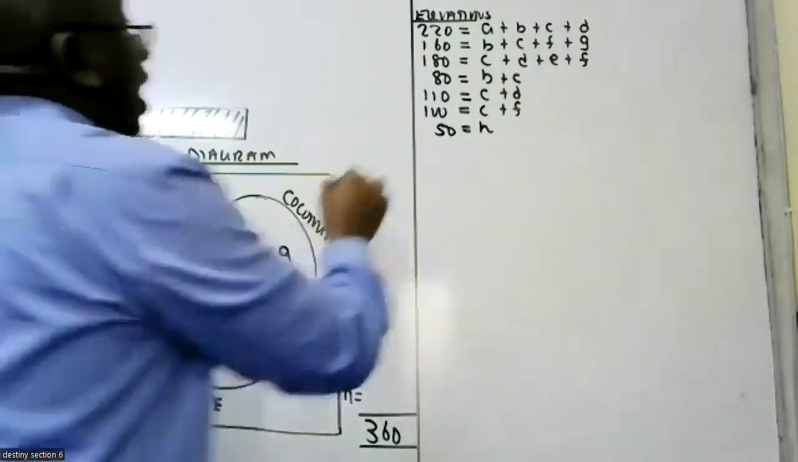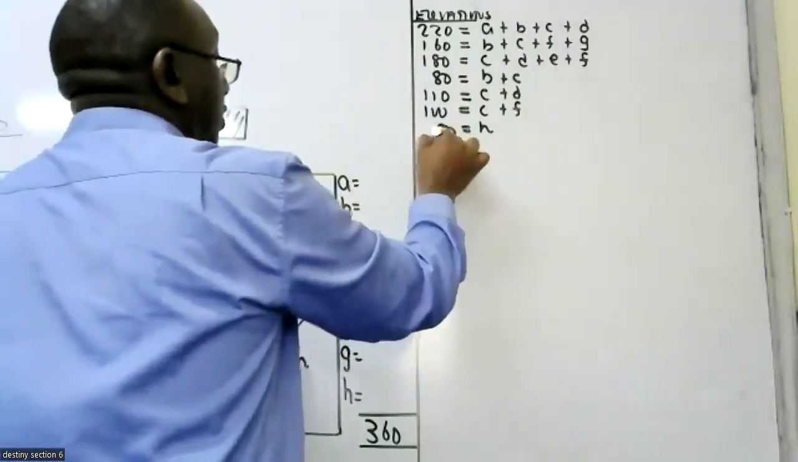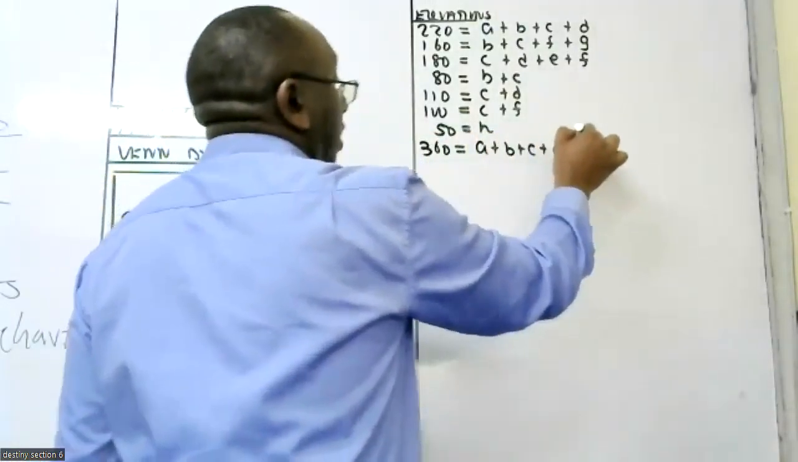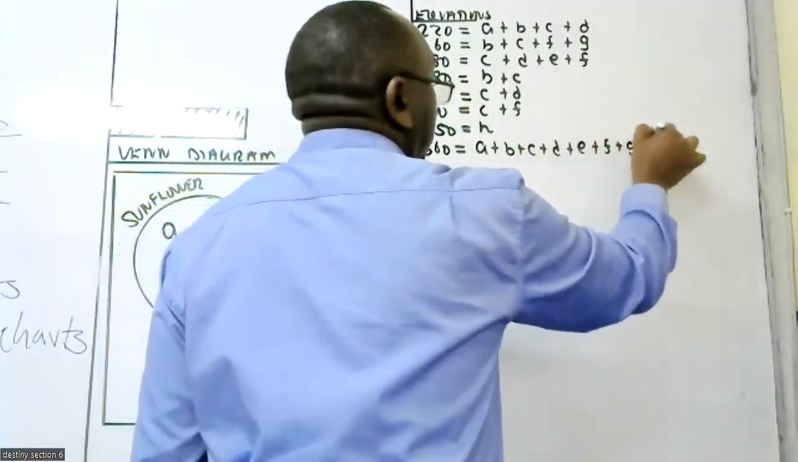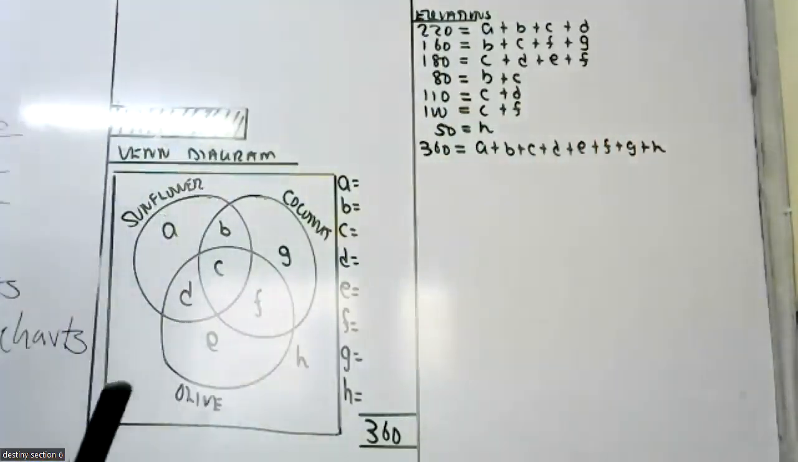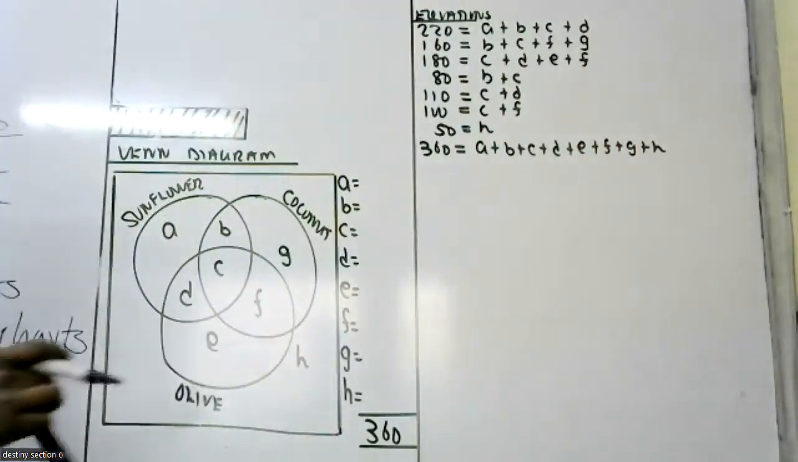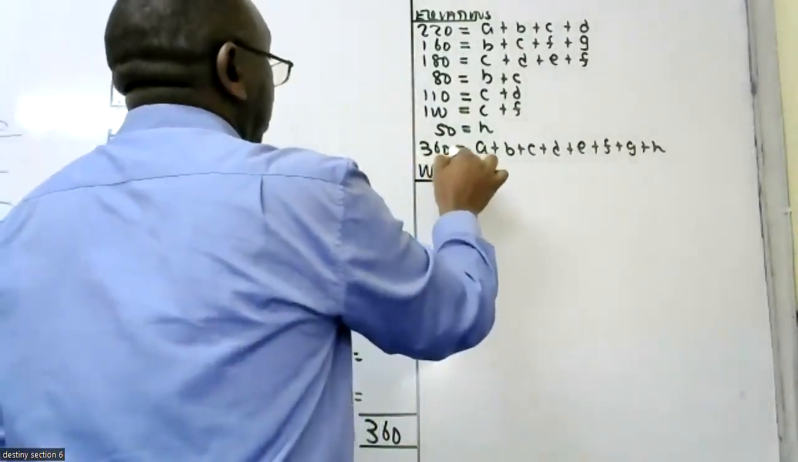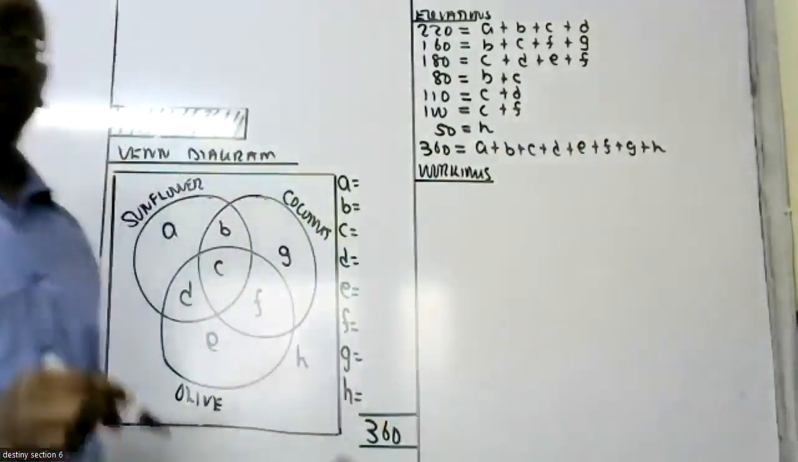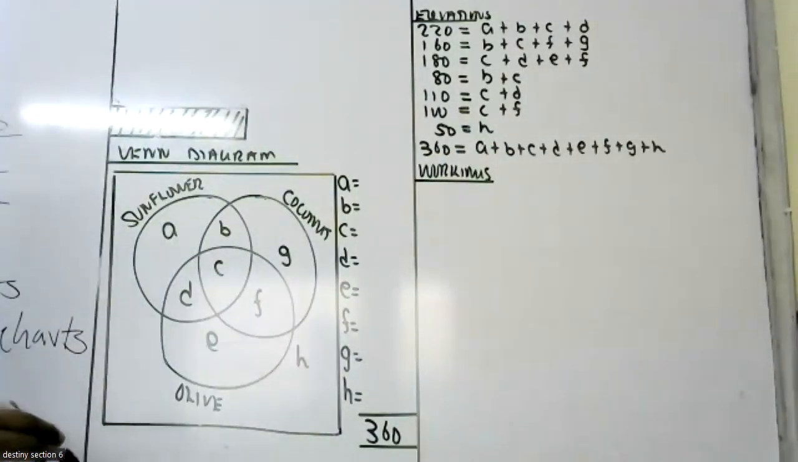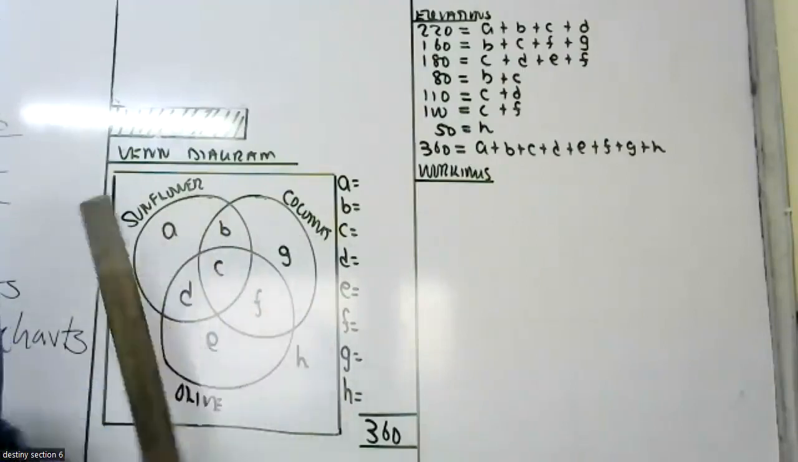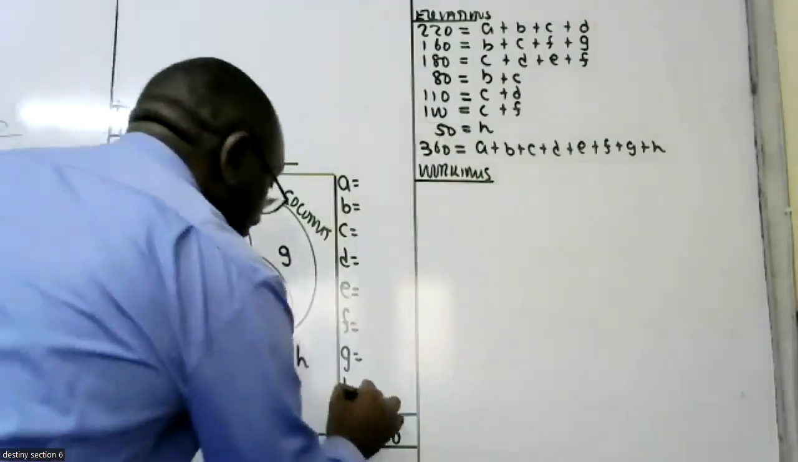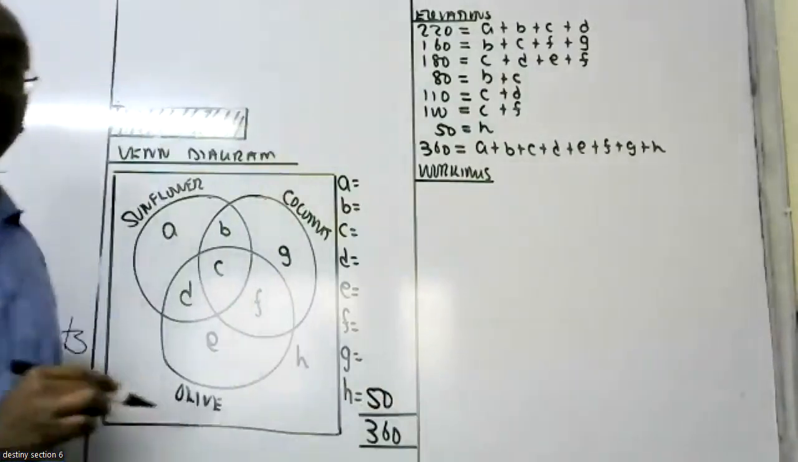Okay, then we have the whole 360 is equal to A plus B plus C plus D plus E plus F plus G plus H. Those are the equations. Then from there, we start the workings. What you need to do is look at what you have gotten as a single value. So this is one of them, H. You record it there.